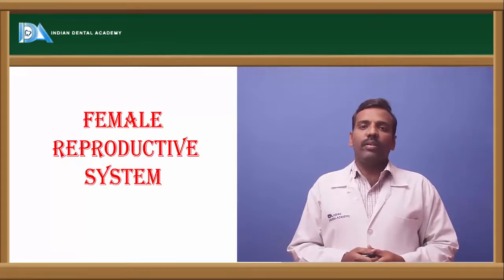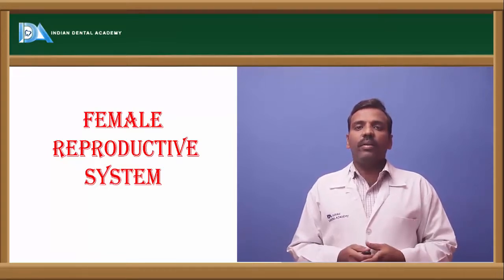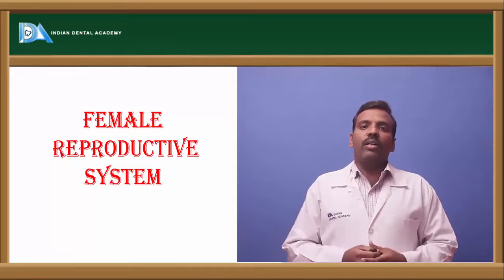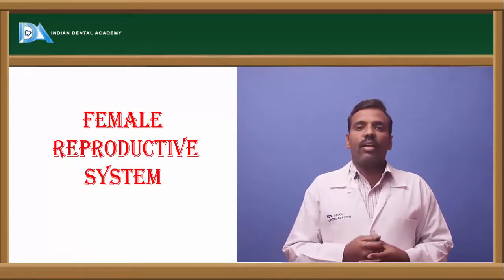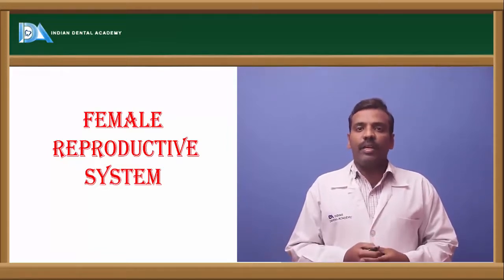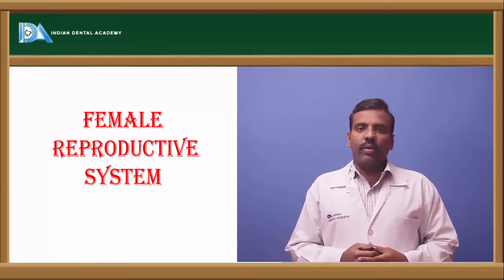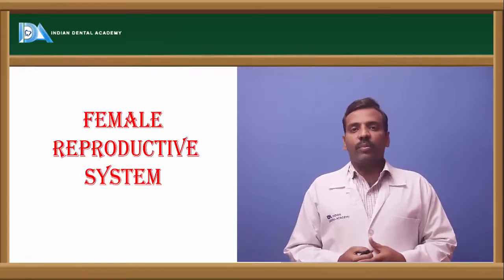See this female reproductive system. The female reproductive system is part of the reproductive system. In the last class we discussed the male reproductive system, isn't it? Okay, right. Next, we come to the female reproductive system.